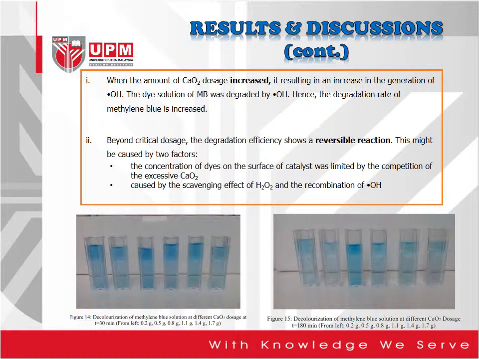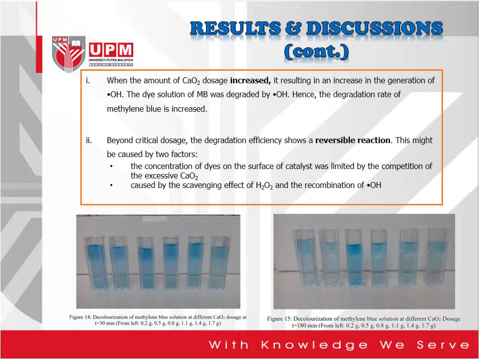The first one is that the concentration of dyes on the surface of the catalyst was limited by the competition of excessive calcium peroxide. Next, it is caused by the scavenging effect of hydrogen peroxide and the recombination of hydroxyl radical. Excessive calcium peroxide generated excessive hydrogen peroxide, which in turn will scavenge the reactive species.